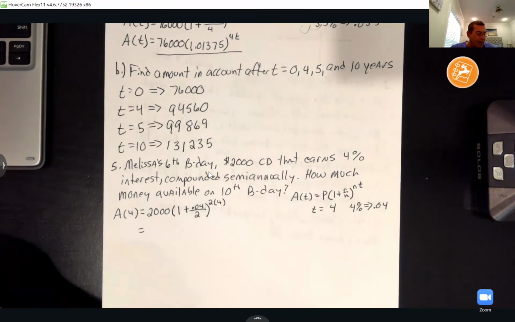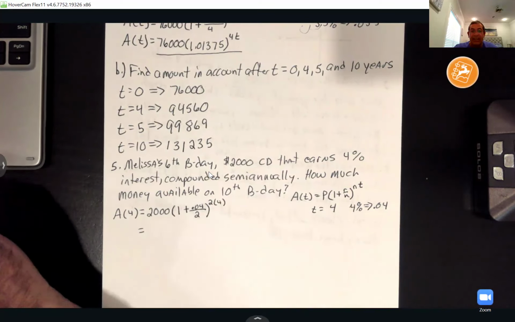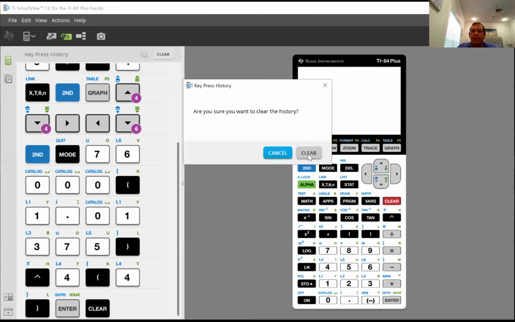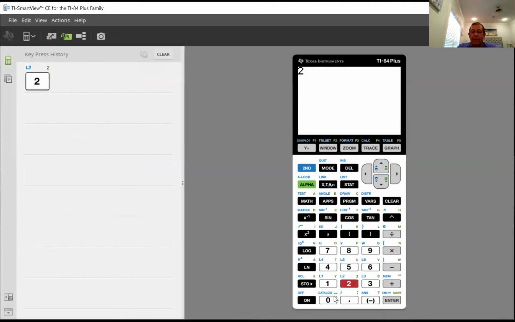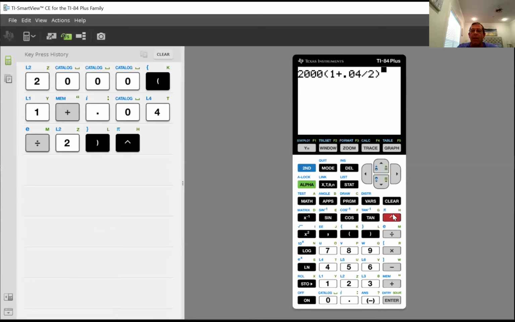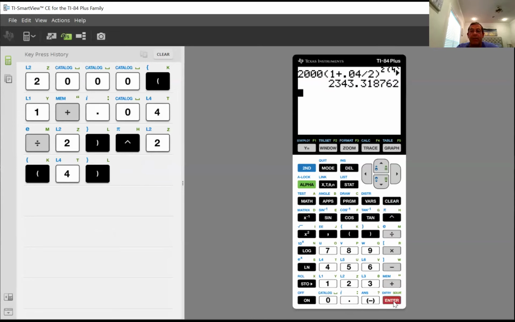Now this one, they want me to round to the nearest cents. So I'm just going to punch this on the calculator. You got to round it 2 decimal places for cents, okay? So look at the 3rd decimal place to determine if you're going to round it up or down. So we got 2,000, parentheses, 1 plus 0.04 divided by our 2, close parentheses, and then our exponent was 2 times 4. All right, y'all, so we know it's going to be more than 2,000.